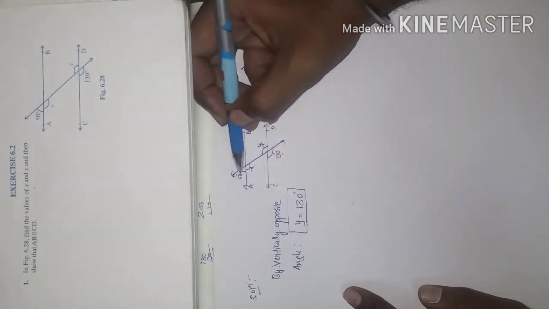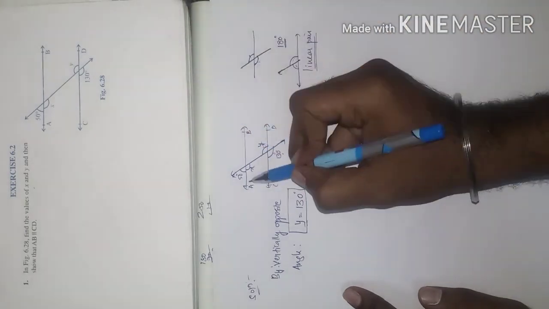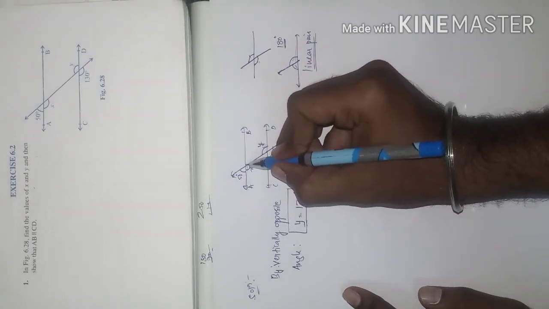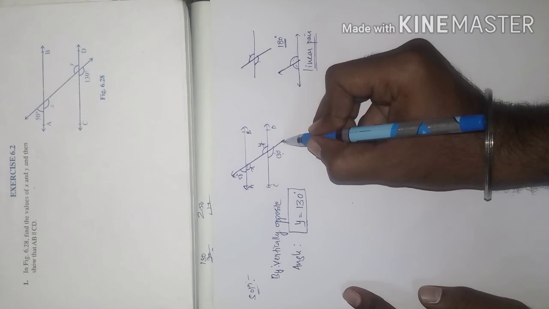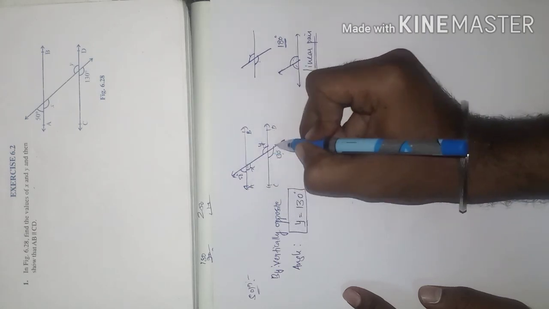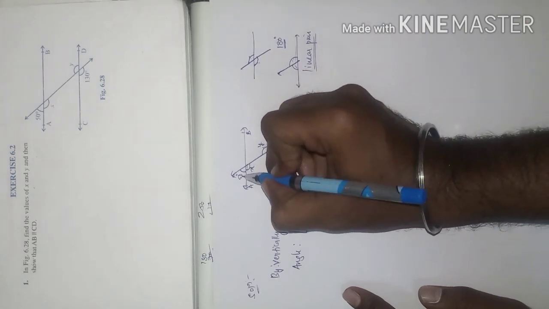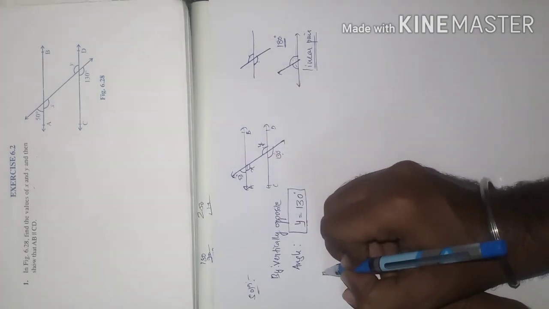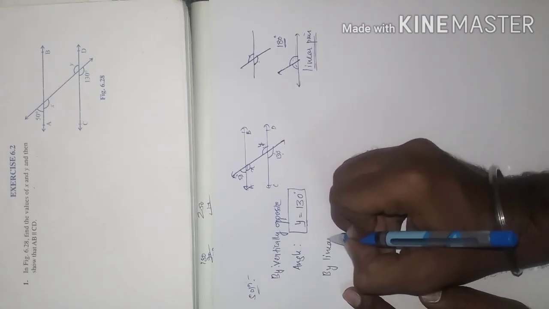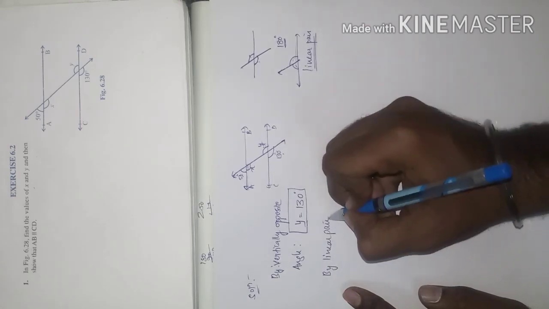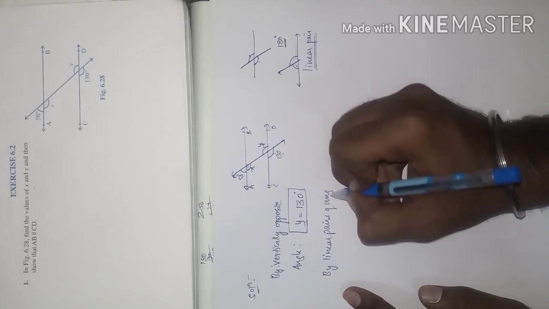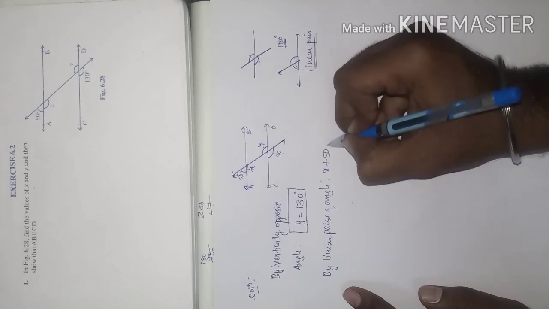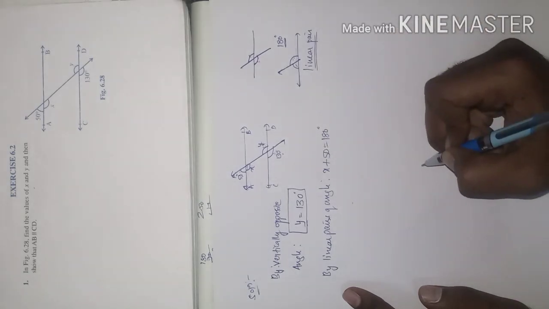Here you can see this is the transversal line and this is a ray, and this is a line. So this ray is standing on a line, that means angle x plus angle 50 degrees is equal to 180 degrees. So by linear pair, angle x plus angle 50 degrees is equal to 180 degrees.